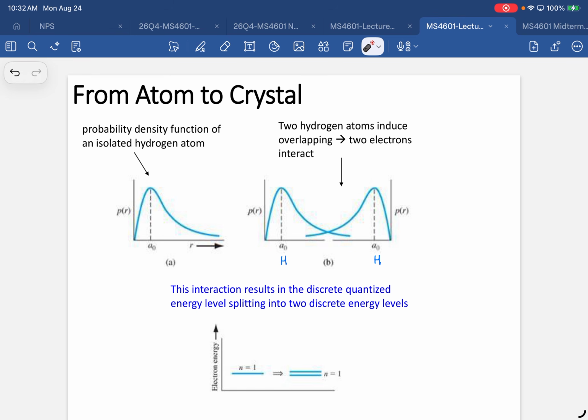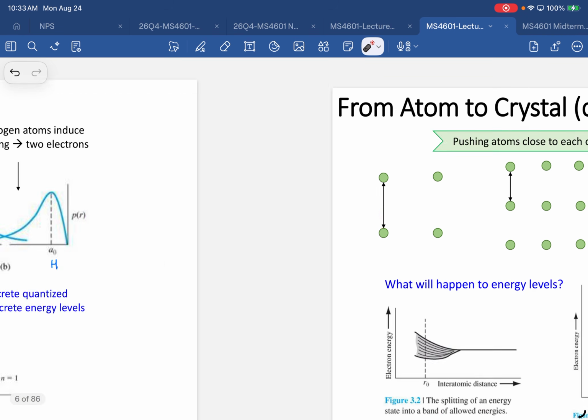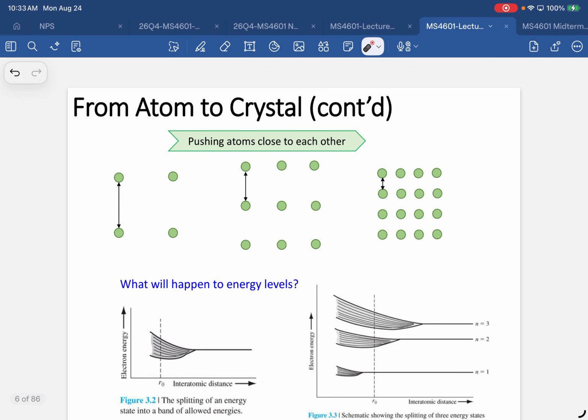So this electron-electron interaction results in the discrete quantized energy level splitting into two discrete energy levels. Yeah. So then, what happens when we bring many more atoms, right? For example, now we are bringing more atoms close to each other.